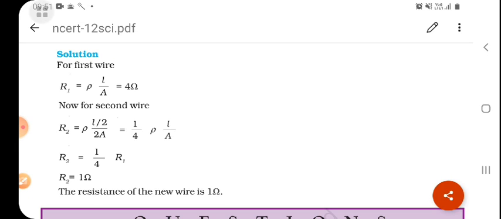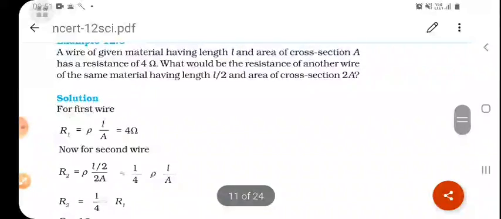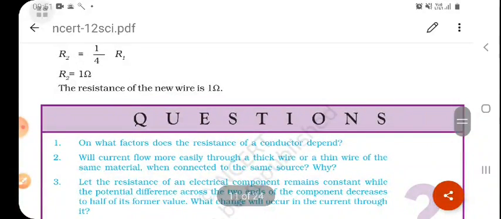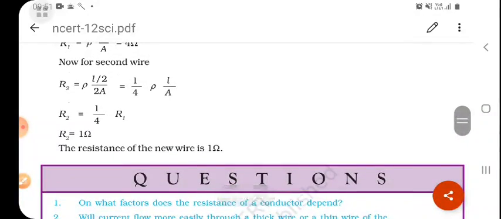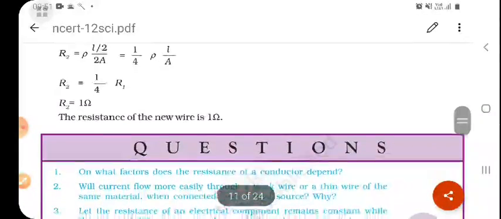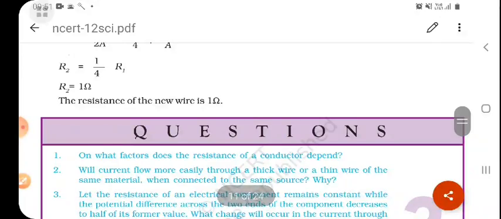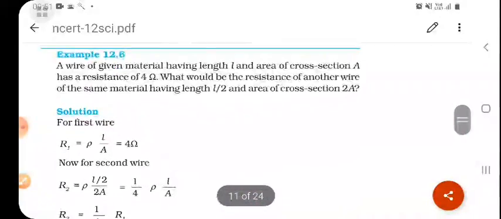Okay, by taking the ratio, the length is halved and area is doubled, so L by 2 and 2A we place here in place of length and area of cross section. By calculating the ratios, we get the ratio is 1 upon 4. Okay, so R2 upon R1 is equal to 1 by 4, and R2 is equal to 1 ohm.